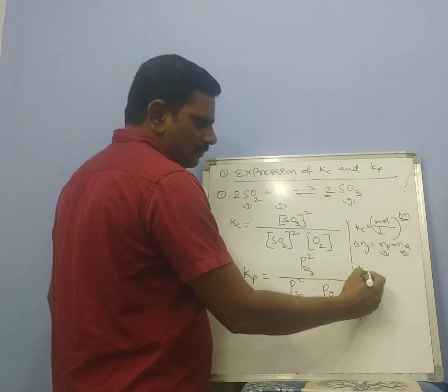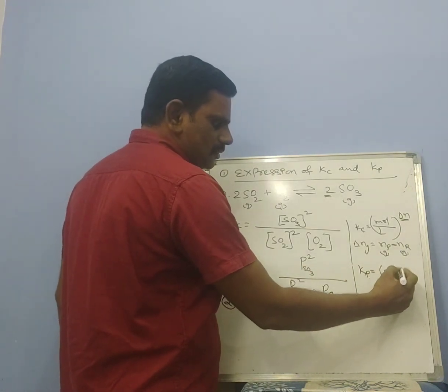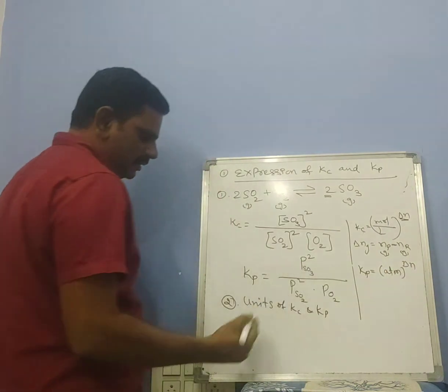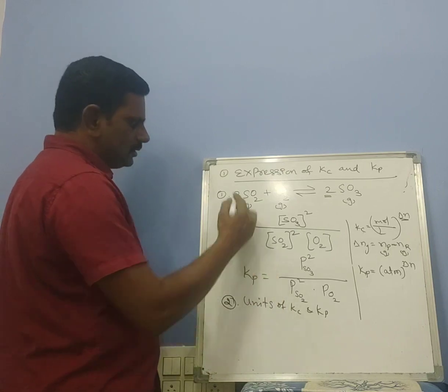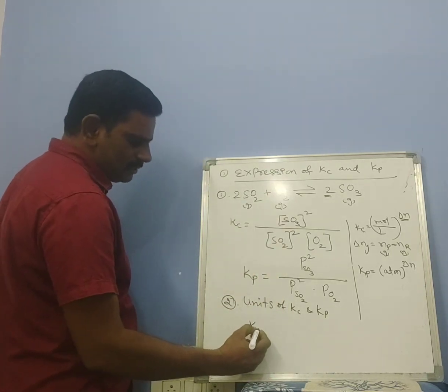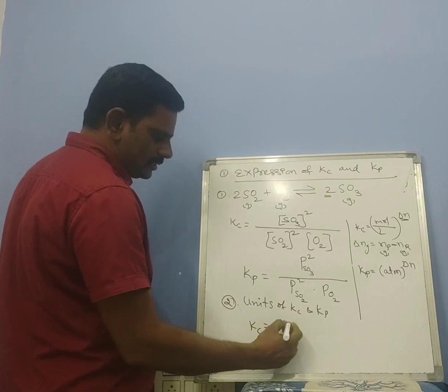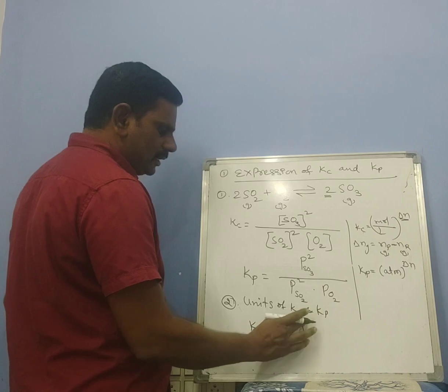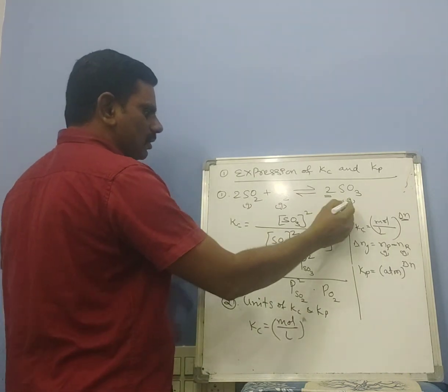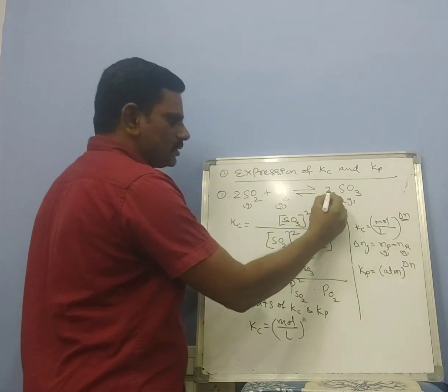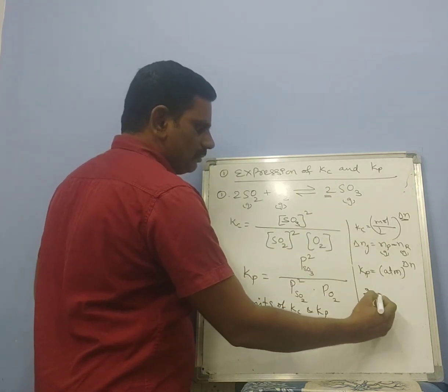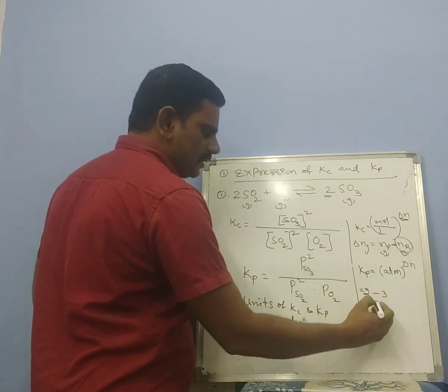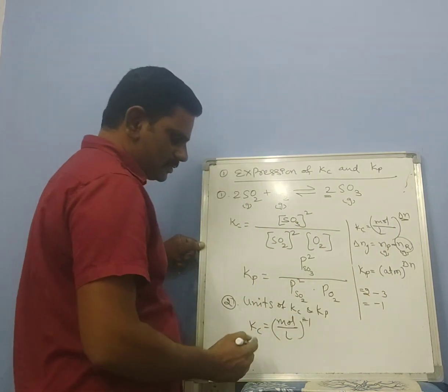In the same way, Kp is in terms of partial pressure, that's why atmosphere to the power delta n. So we will find the units for this reaction. Kc units are moles per liter to the power delta n. What is the delta n value? For this, all are in the gaseous state. The number of moles of products is 2, minus the number of moles of reactants, 2 plus 1, which is 3, so delta n is minus 1. I substitute minus 1 here.